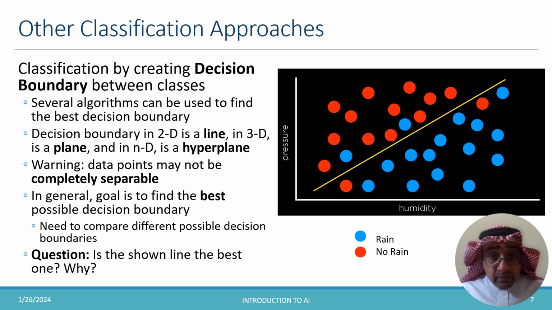So how can we do that? There are several algorithms that can be used. Decision boundaries in 2D are a line. In 3D this becomes a plane, and in higher dimensions, 4D, 5D, 6D, since we cannot imagine it, we refer to it as a hyperplane. A hyperplane is a boundary in an n-dimensional space that separates my data. In 2D it's a line, and in 3D it's a surface that separates something from the top and bottom.